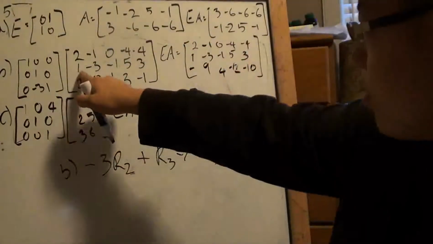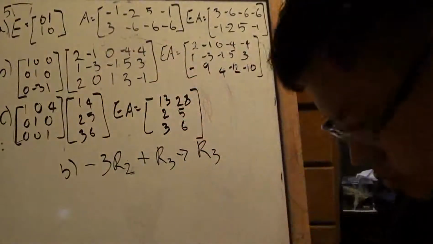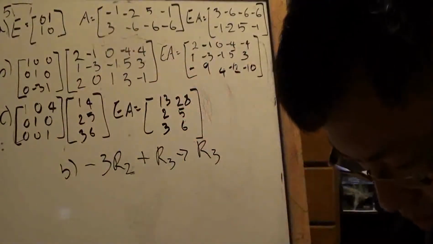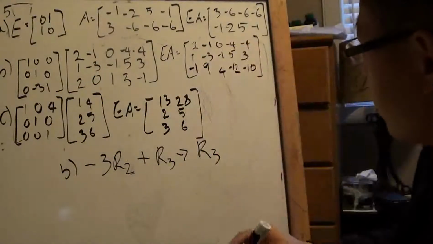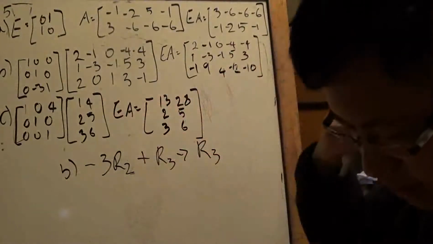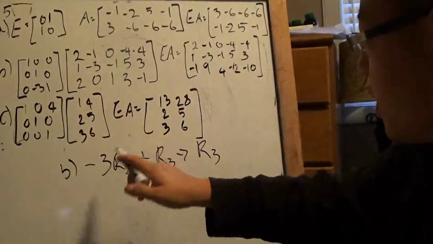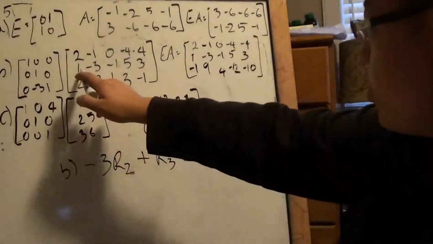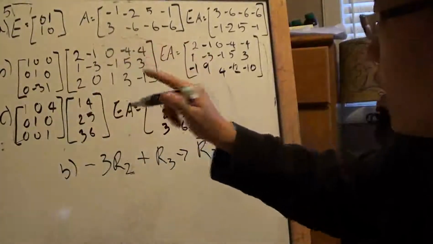-3 times 1 is -3. And I wrote this wrong. I was wondering, well, how did you get a 9? But anyway, yeah, I wrote my answers wrong. But nonetheless, so -3 times 1 is going to be -3, plus 2 is going to be -1, right?